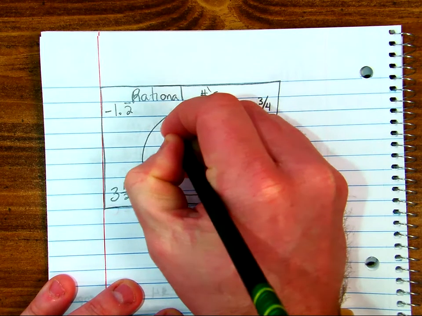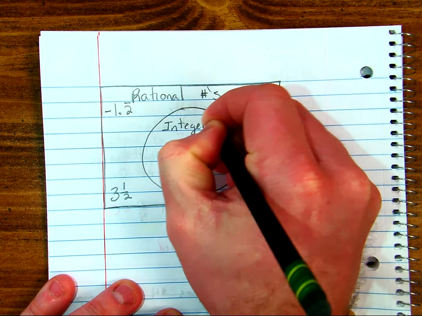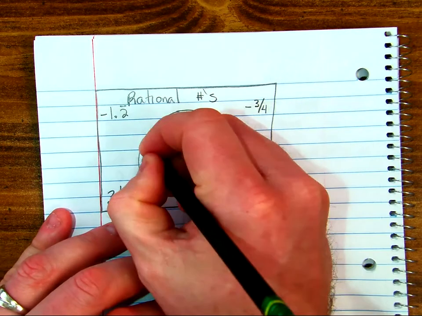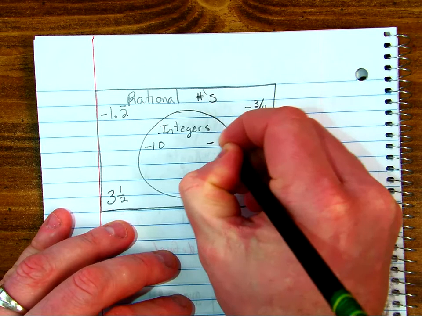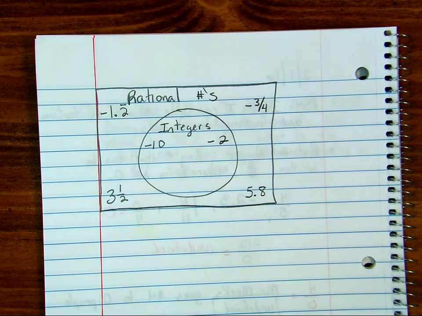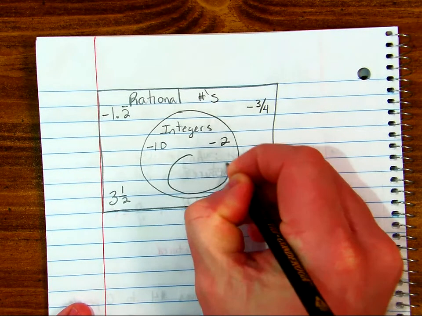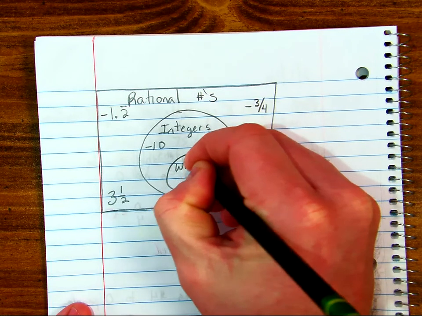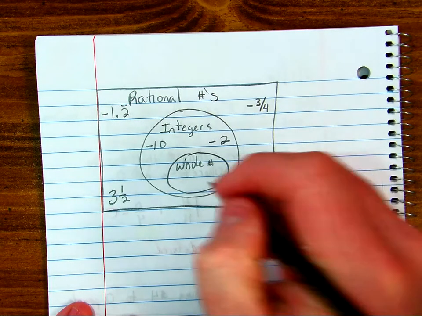You guys remember those? We just took a test on them. You should. Integers would be negative 10 and, let's say, negative 2. Those are two examples of integers. Integers is underneath the rational number umbrella. Also underneath the rational number umbrella and underneath the integer umbrella, we have whole numbers. A whole number would be 0 or 4.